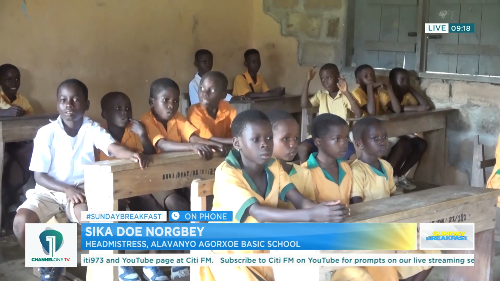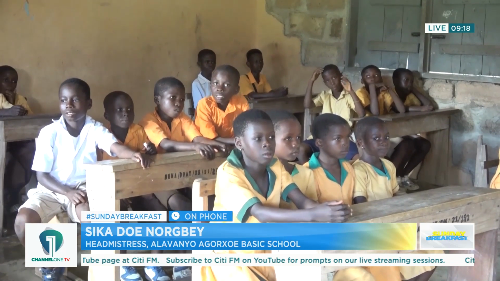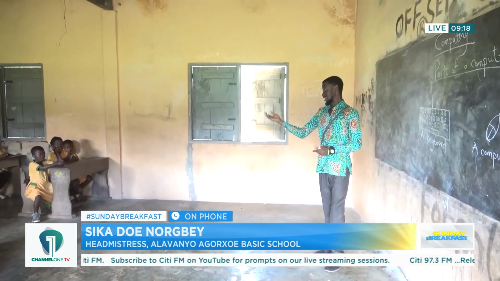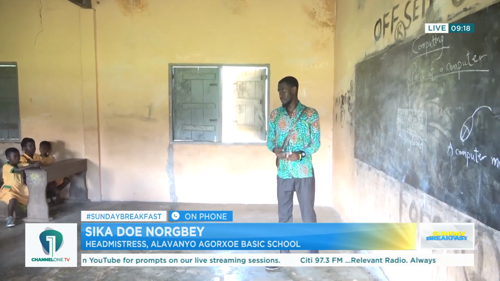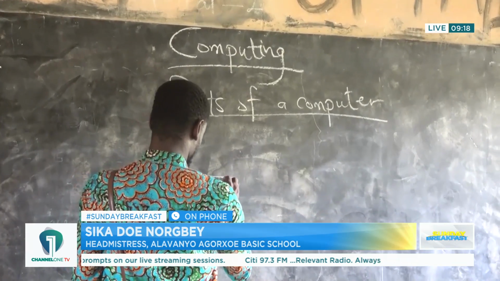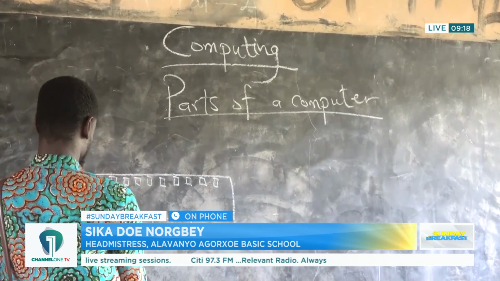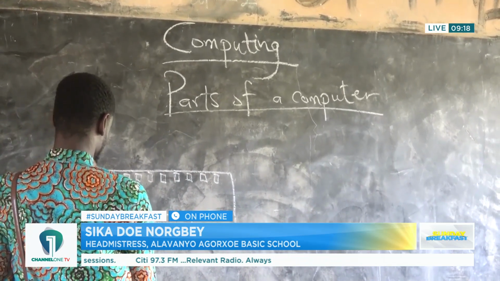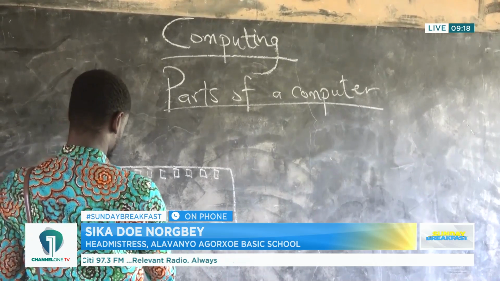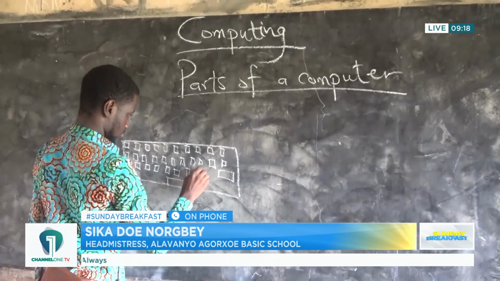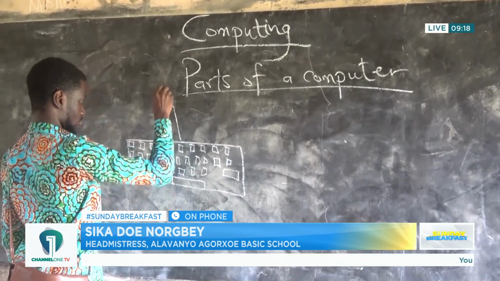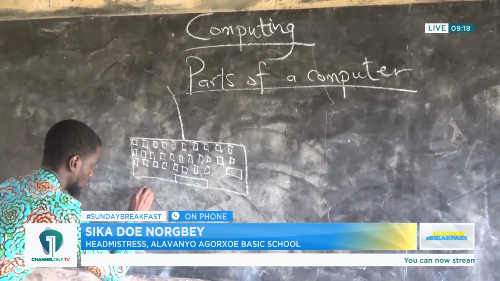We have to combine, like KG1 and KG2 is handled by one teacher. Class 2 and class 3, one teacher. Class 4 and class 5, one teacher. And at JHS, we don't have teachers for some of the subjects, so we have to share those subjects among themselves. They are managing to teach. Sometimes I do also teach.